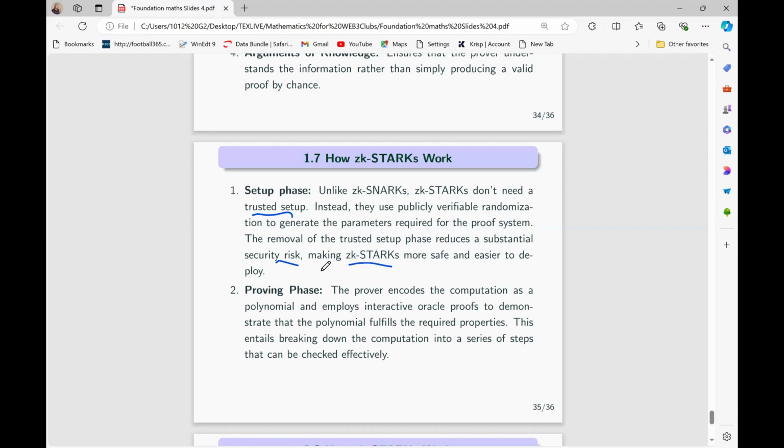Then we have the proving phase, where the prover encodes the computation as a polynomial and then employs interactive oracle proofs. I said we have a lot of mathematics here to demonstrate that the polynomial fulfills the required properties. This entails breaking down the computation into a series of steps that can be checked efficiently by the verifier.